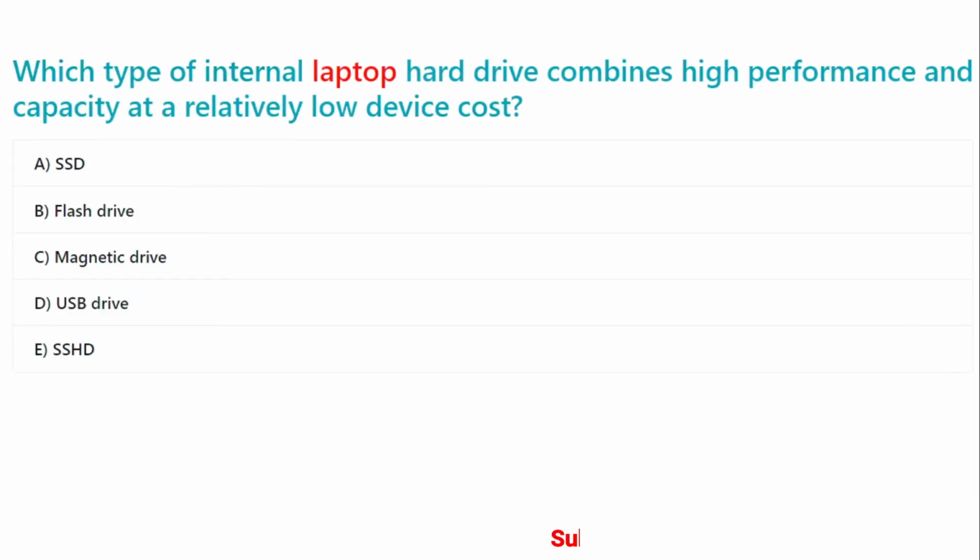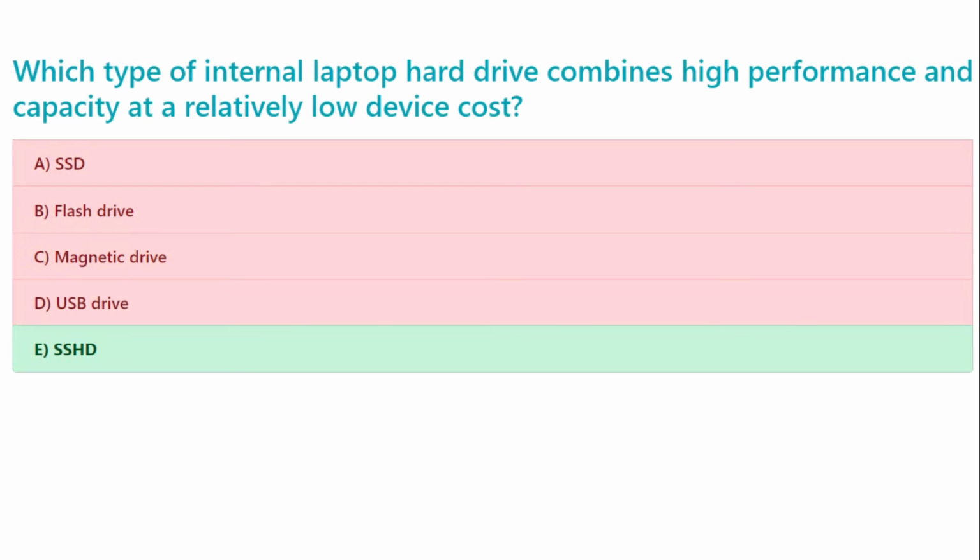Which type of internal laptop hard drive combines high performance and capacity at a relatively low device cost? A. SSD. B. Flash drive. C. Magnetic drive. D. USB drive. E. SSHD. The correct answer is E. SSHD.